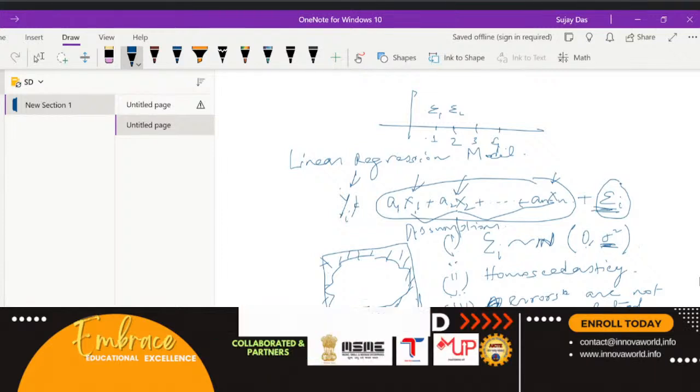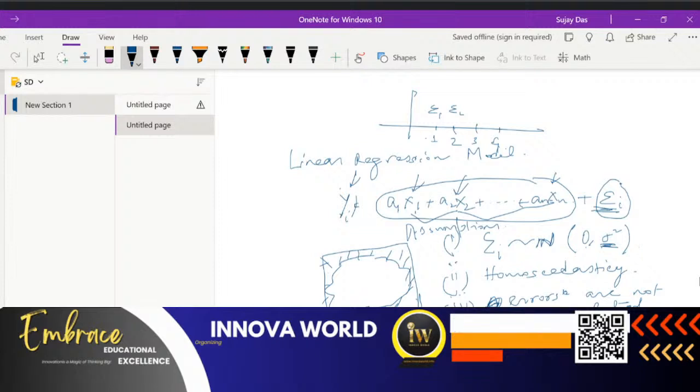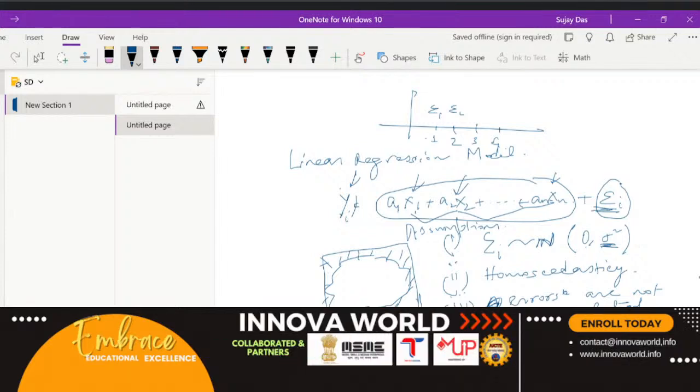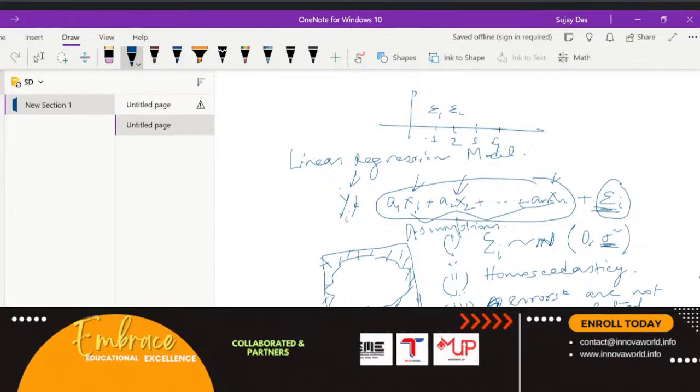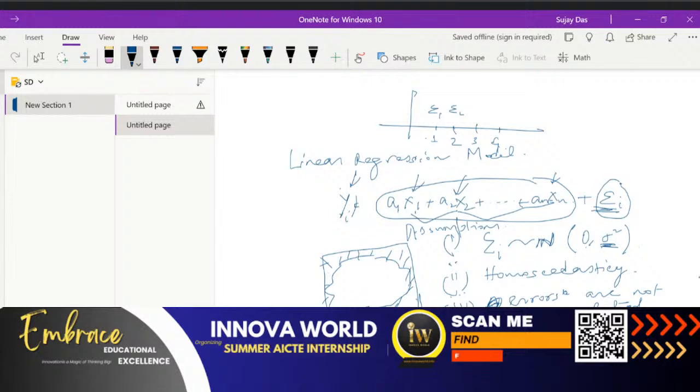If the errors are autocorrelated, then from the previous error point it is taking some information and giving that information onto the second data point, and the third data point is getting some information from the previous data point. In this way, your error will keep on increasing. So this is one important assumption to check whenever we are dealing with linear regression as a model.